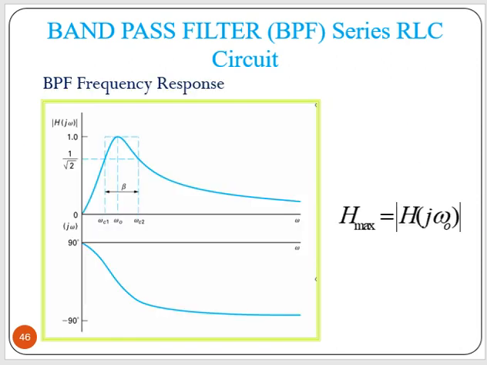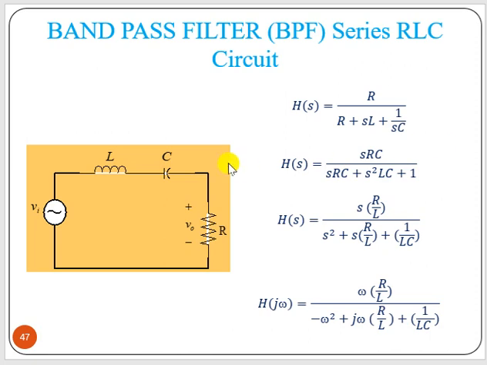So now if we try to find the transfer function, we have to take the output from R. So R divided by the total impedance R plus SL plus 1 by SC. Now if we solve it, we will get this particular expression: s R by L divided by s square plus s R by L plus 1 by LC.